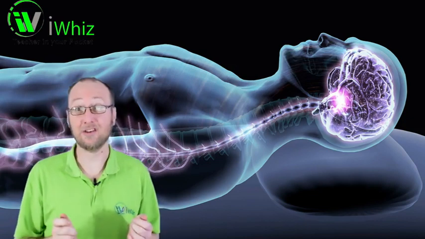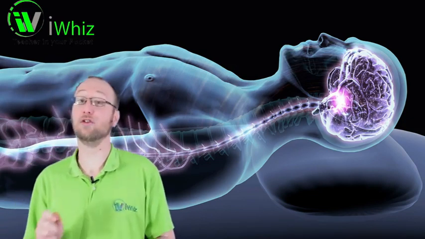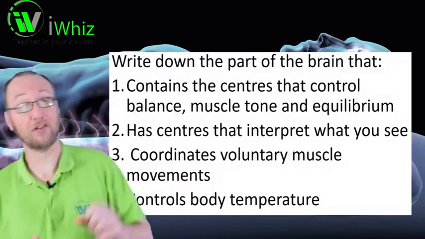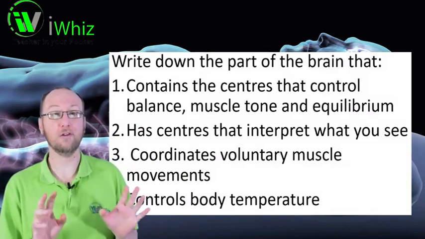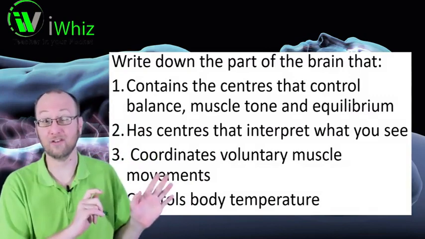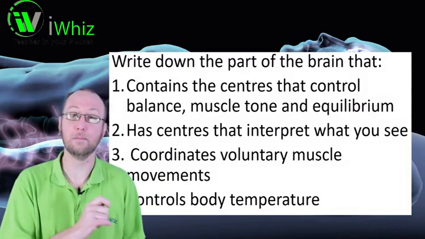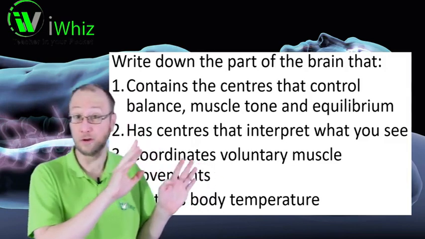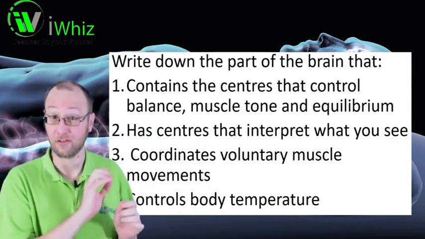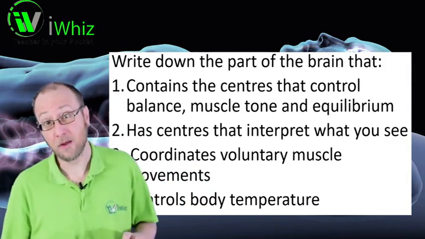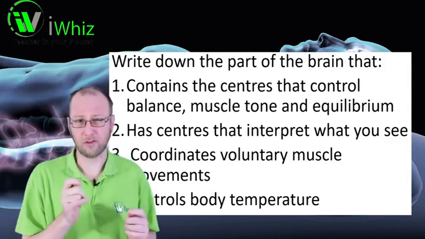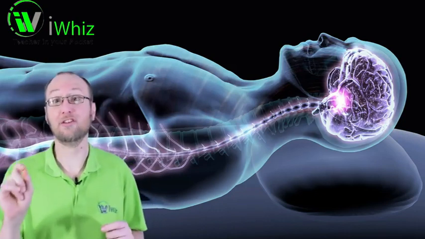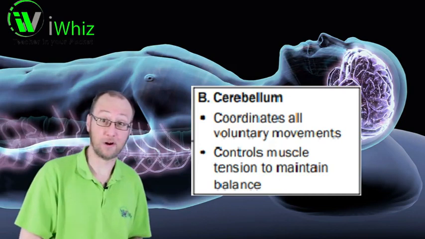Now you're very likely to get questions very similar to this in future tests and exams, so make sure to pay attention. So on this slide here it says write down the part of the brain that contains the centers that control balance, muscle tone and equilibrium. Now we did mention which part of the brain does this in our lesson. So what was it? Can you remember the name? Okay, the correct answer for that was the cerebellum. So I hope you got that right.